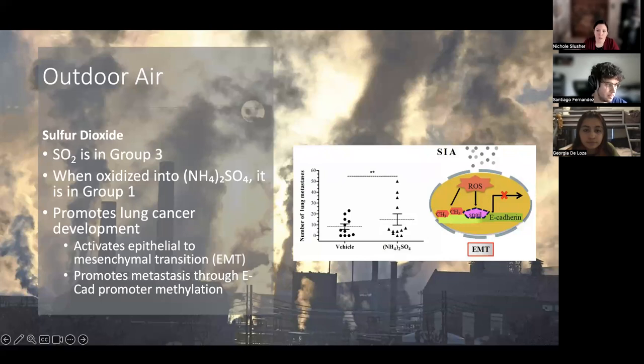Another large contributor to carcinogenesis of air pollution is sulfur dioxide. In the form of SO2, sulfur dioxide, it is classified in Group 3, not classifiable as carcinogenic to humans. But when it is oxidized into ammonium sulfate by interactions with other constituents of acid mist, what we would commonly call pollution fog or haze, it is classified as Group 1. High levels of sulfate aerosols have been shown to promote lung cancer development.